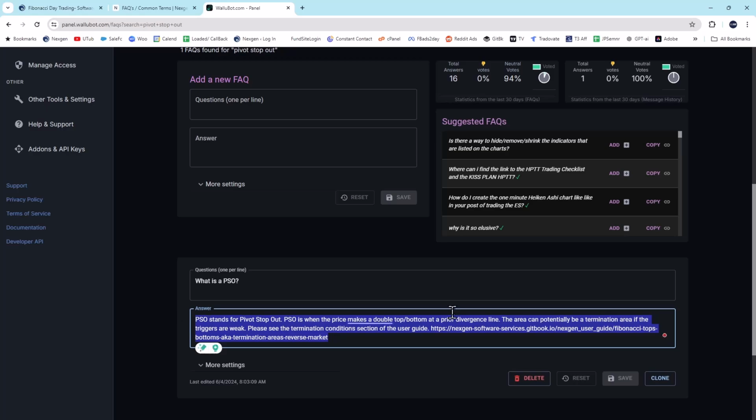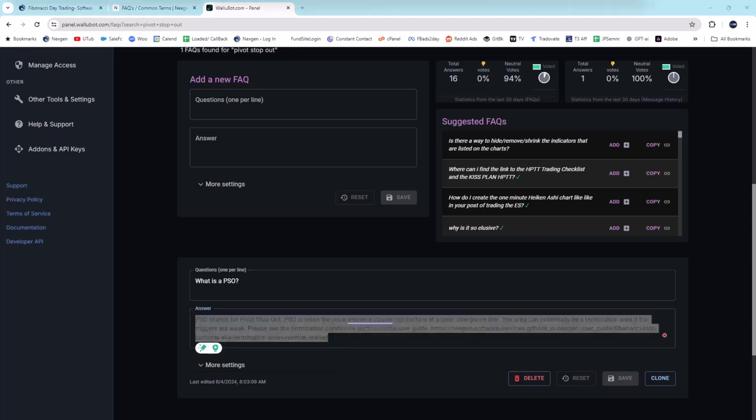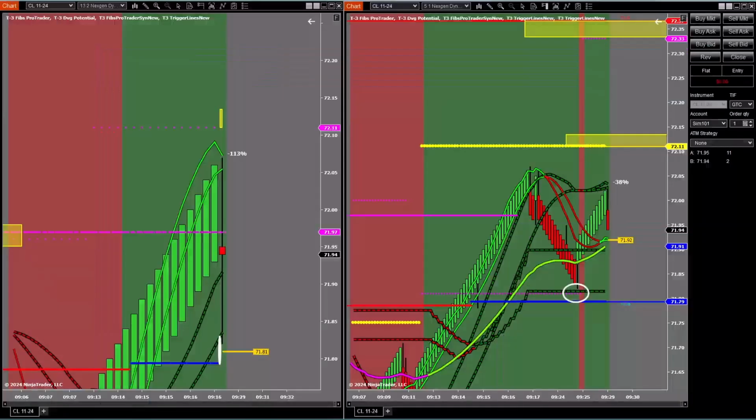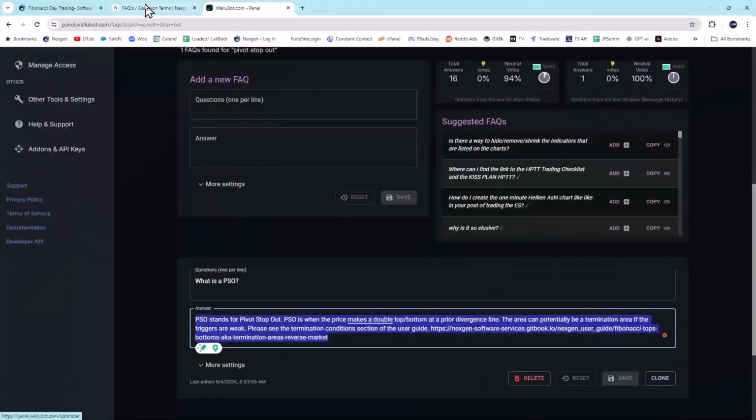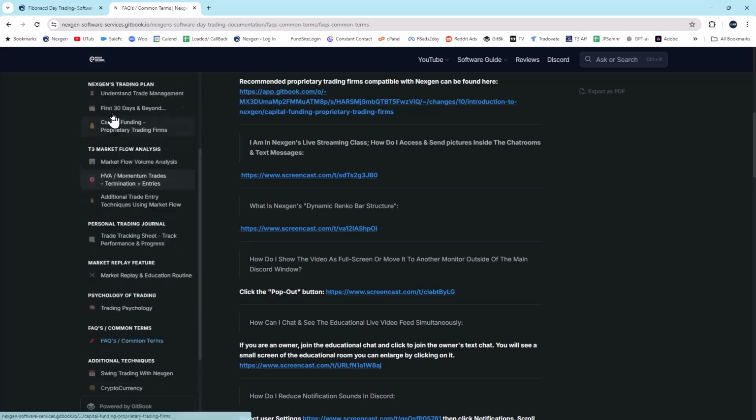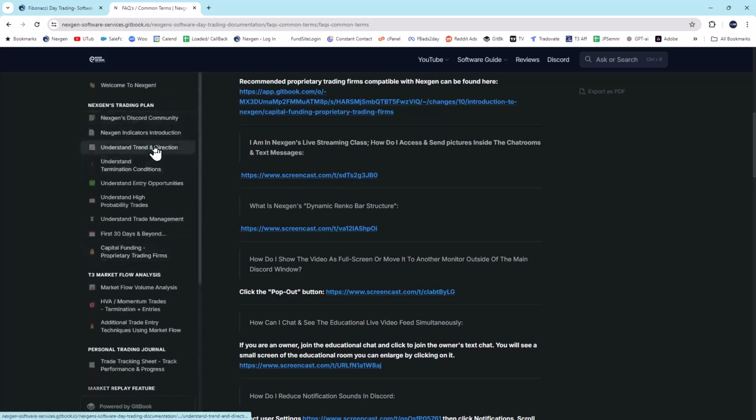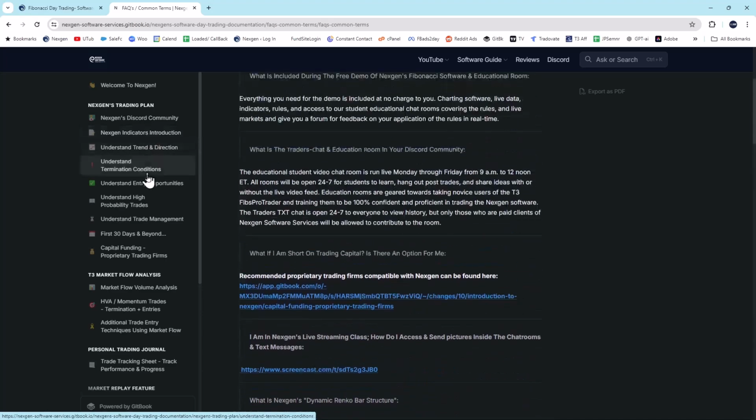Huh. Should have. I don't know why, but it should have been the answer that kicked in, and it may do it later, but I don't know why it's not actually working. Anyway, I'll have to double check that. But pivot stop out stands for, and again, let me go into the user guide because I think that's probably the easiest way. A pivot stop out is one of our termination conditions. Whenever the market has the potential to stop.